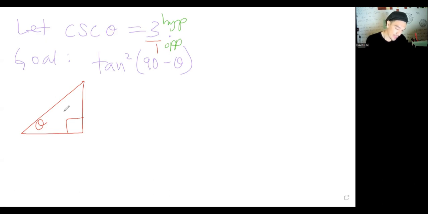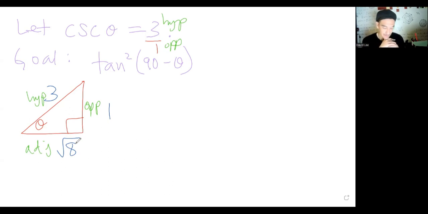And make your labels on your triangle. You know this is the hypotenuse. You know this is the opposite. You know this is the adjacent. And we have 2 of the 3 sides. The hypotenuse is 3. The opposite is 1. Pythagorean theorem would say square root of 8. By the way, you don't have to simplify square root 8. I know you can simplify it. You don't have to just leave it like that. My picture's done. Now I move on to the goal.